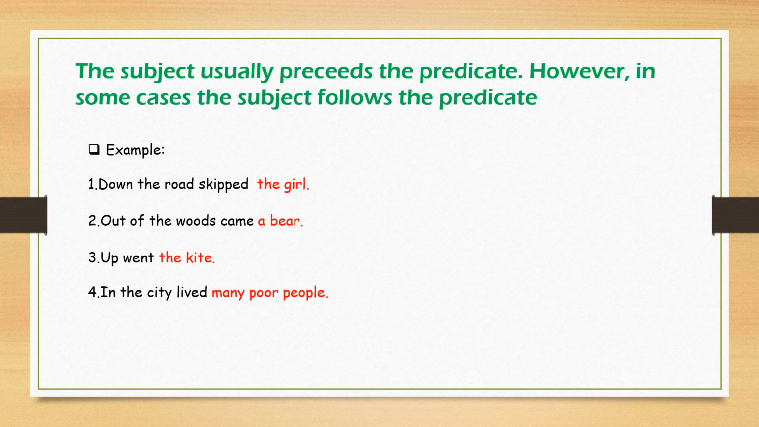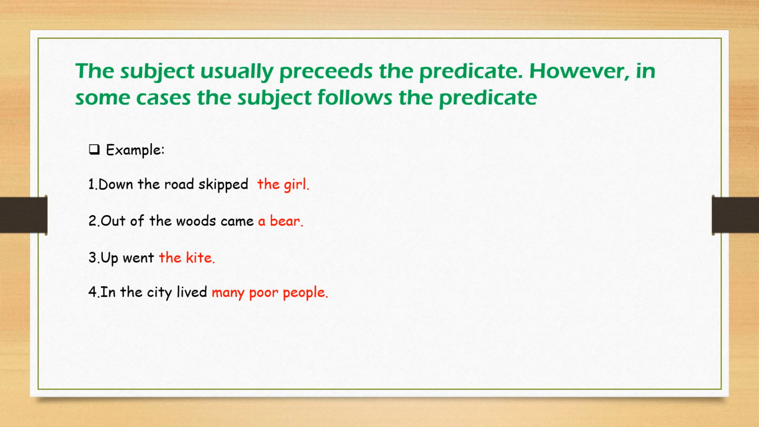In the third example, up went the kite. What went up? The kite. So the kite is the subject here. Where did it go? It went up. It is talking about the subject. So up went becomes the predicate.